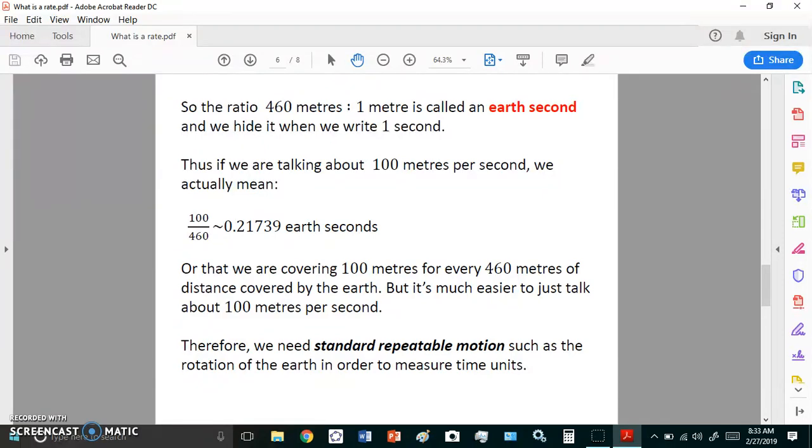So if we are talking about 100 meters per second, an object, any object traveling at that speed, we actually mean approximately 0.21739 Earth seconds. Okay, so 460 meters is what we call an Earth second. And we didn't have to define time in terms of minutes, seconds, and hours. We could have divided the day into any number of hours we liked and into any number of seconds.